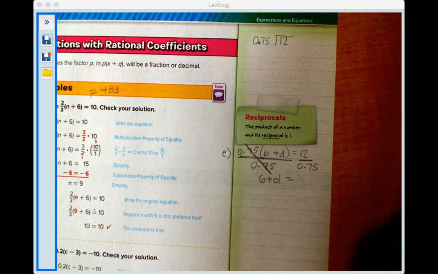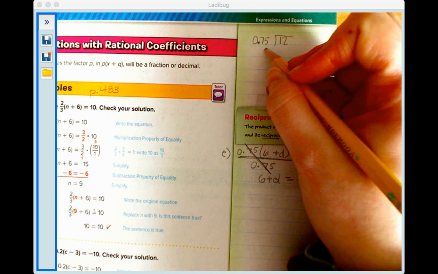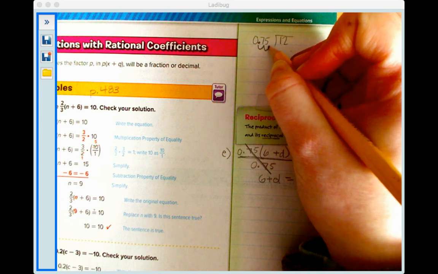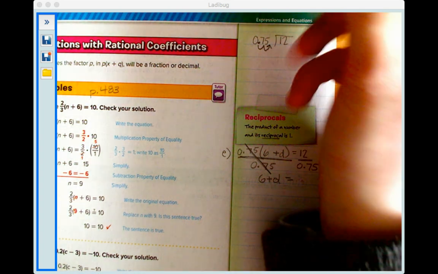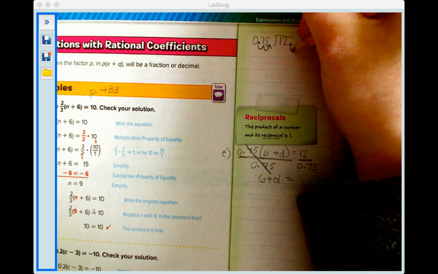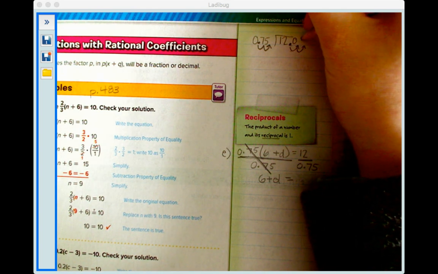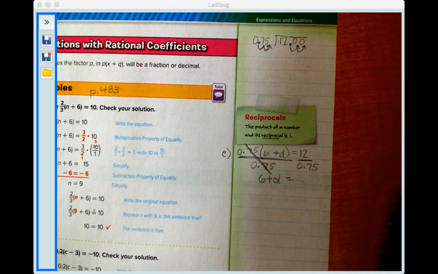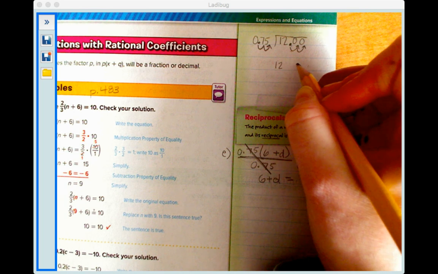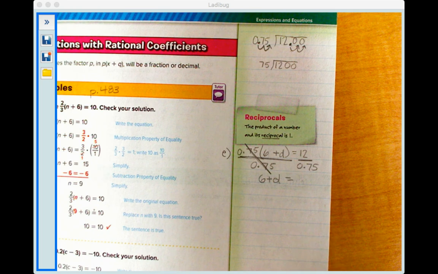you need to get rid of it. And whatever you do to get rid of it on this side, you have to do to this side. So to get rid of it, you move it over 1 space, 2 spaces. 12 has a decimal right here. We're going to get rid of it by moving it over 1 space, 2 spaces, and adding zeros. So now our division is 1,200 divided by 75.